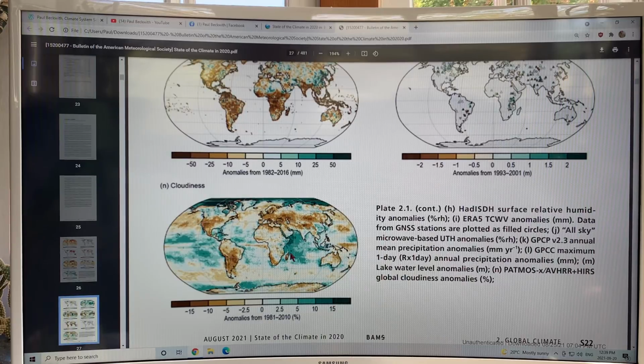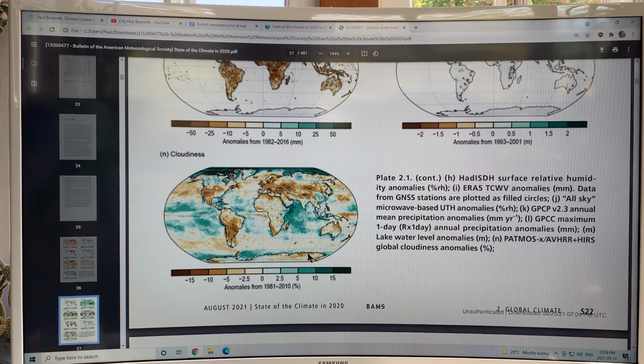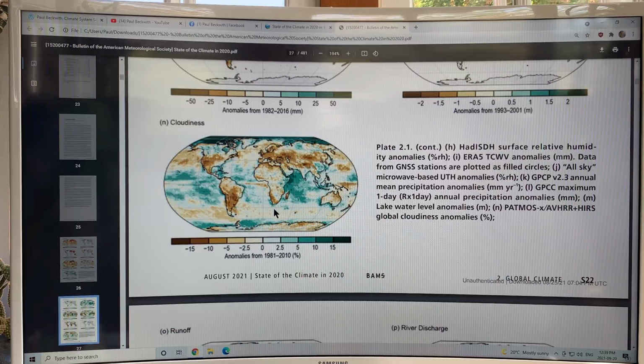Okay, cloudiness. This is really interesting. This is painting a clear picture. What this is saying is that over major population centers on land, there's less and less clouds. And the anomalies are from the 1981 to 2010 climatological average. So this is in 2020. There's much fewer clouds, and we're talking about 5, 10% in a lot of these darker brown regions.